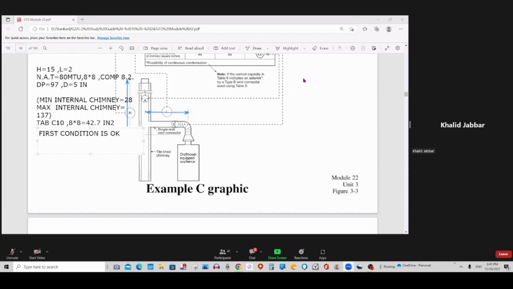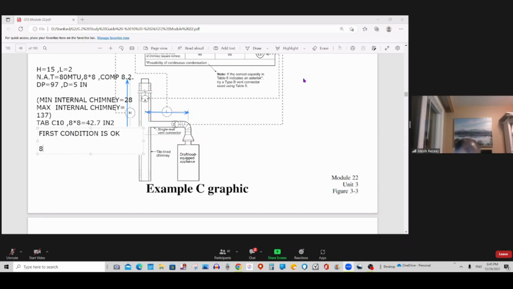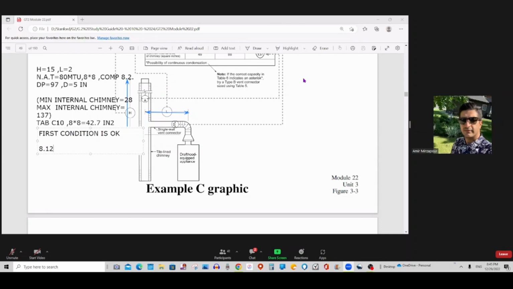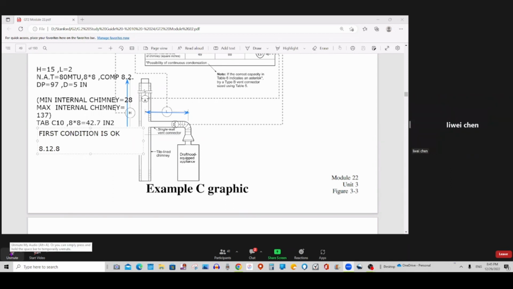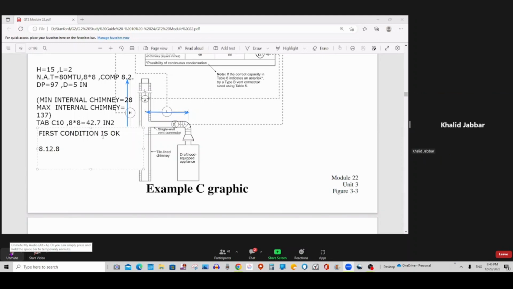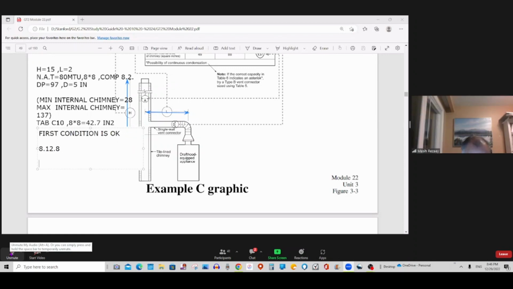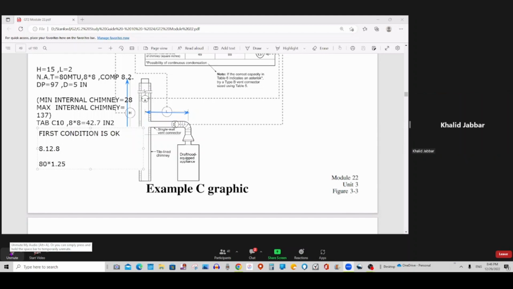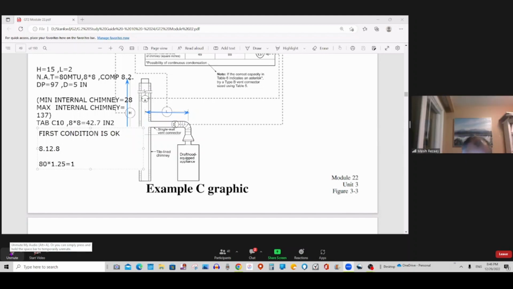Mr. Khaled, what number was it that you read? Which class number? 8.12.8. Yes, 8.12.8. We said the capacity, 25%. 25% of this one, of 80. Which one? The 80,000, the capacity of here. It was 80,000. Yeah, that's correct. 80,000 times 25% equal to 100,000.